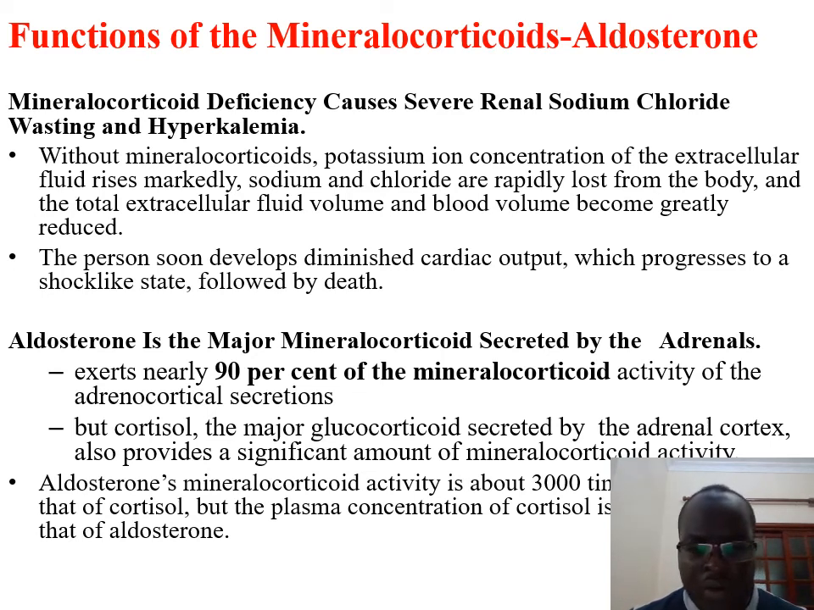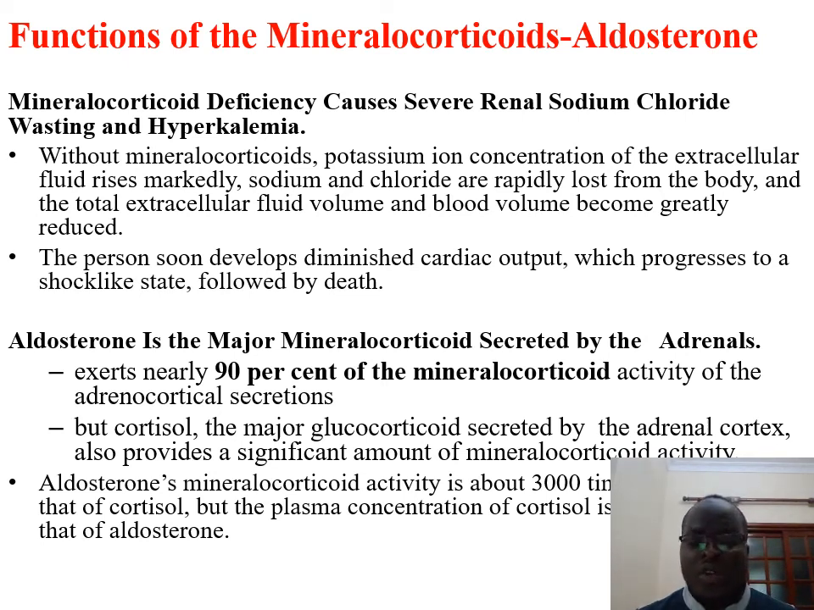Aldosterone is the major mineralocorticoid secreted by the adrenals. It exerts nearly 90% of the mineralocorticoid activity of the adrenal cortical secretions. But cortisol, the major glucocorticoid secreted by the adrenal cortex, also provides a significant amount of mineralocorticoid activity. Inasmuch as the mineralocorticoid activity of cortisol is 1, the concentration of cortisol is large when you compare it to aldosterone. So it will have a significant effect on mineralocorticoid activity because of its concentration.